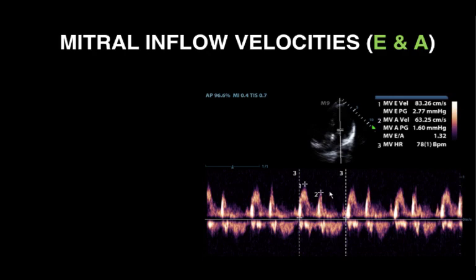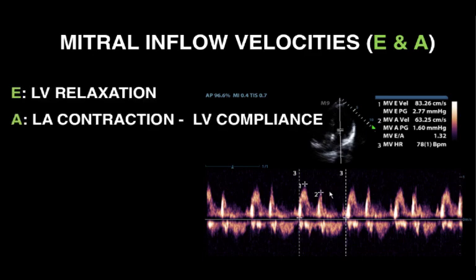But there's a couple of functional, dynamic parameters that we can actually assess. Using pulse wave Doppler through the mitral valve inflow, we can assess the E and A waves. And this might sound complicated, but it's actually pretty straightforward. Putting that gate right at the tip of the leaflets in the mitral valve in an apical 4-chamber view, we're going to get a plot that looks like this with two waves from our pulse wave Doppler.